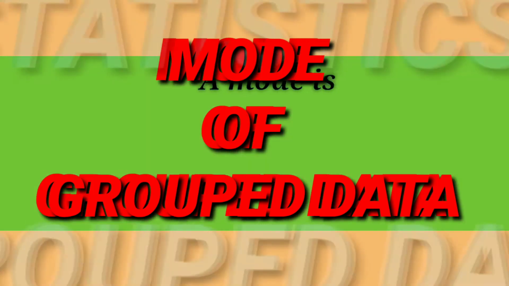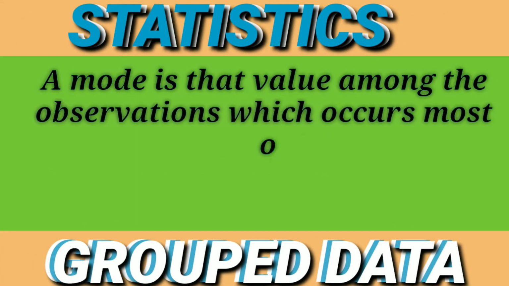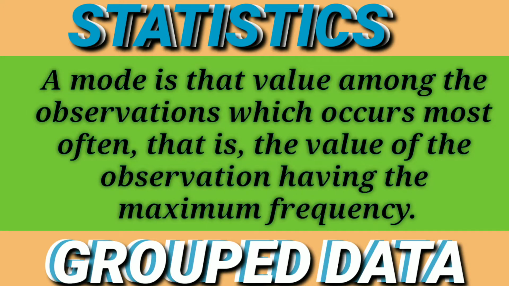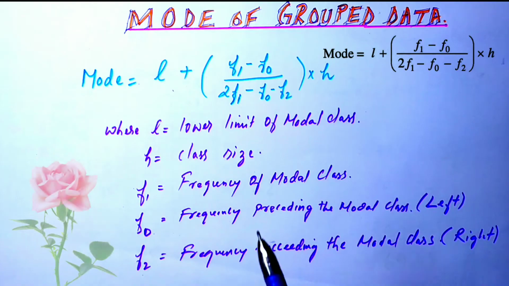So, mode is that value among the observations which occurs most often. That is the value of the observation having the maximum frequency. So, we have a formula here.